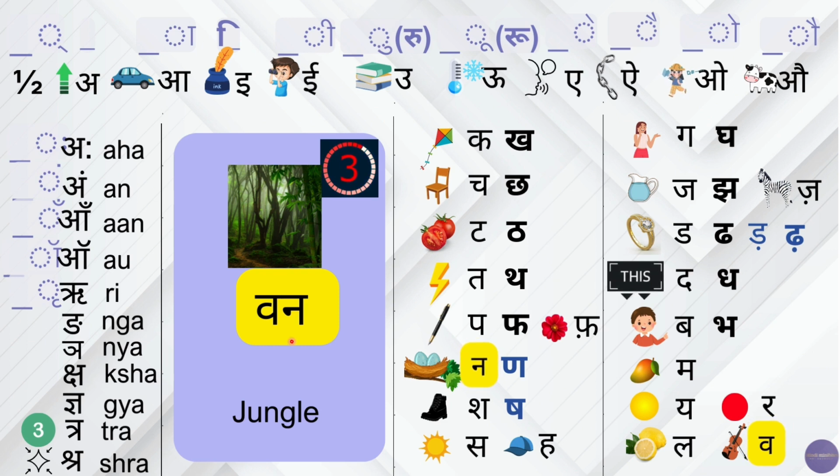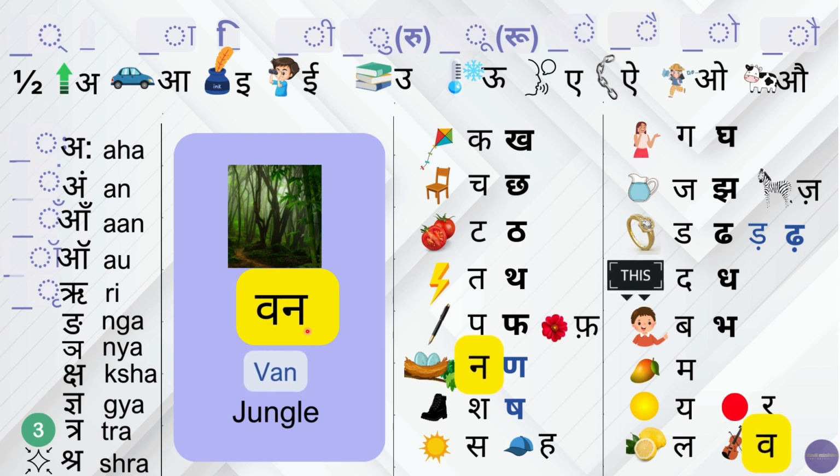This word means jungle. Violin v and nest na joins to make the sound van, van. We pronounce this as van. Next word.